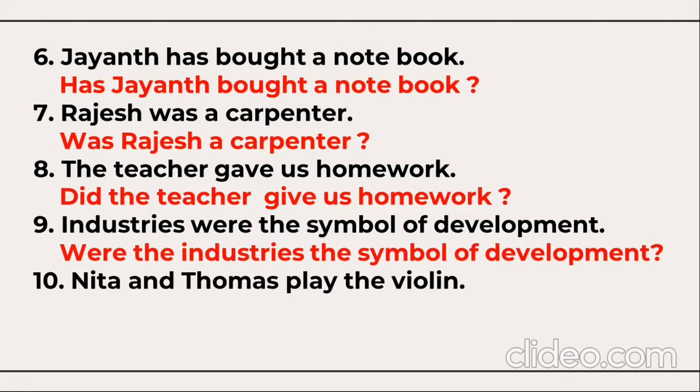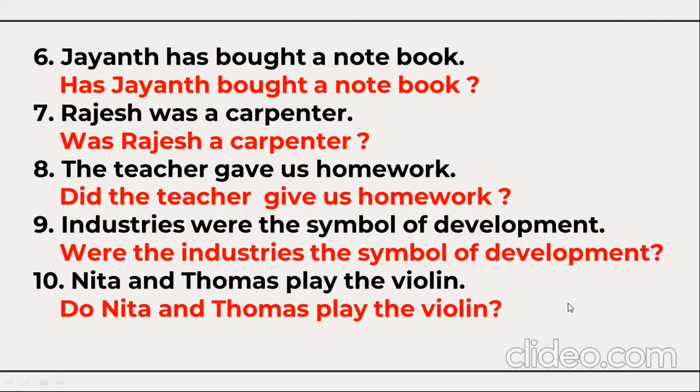Then Nita and Thomas play the violin. So here, Nita and Thomas, they are plural, two subjects. So obviously we can't use here S or ES. So which helping verb is hidden here in such case? Do. Do helping verb is hidden here. Do Nita and Thomas play the violin? Why do? Because this sentence is in the simple present tense.